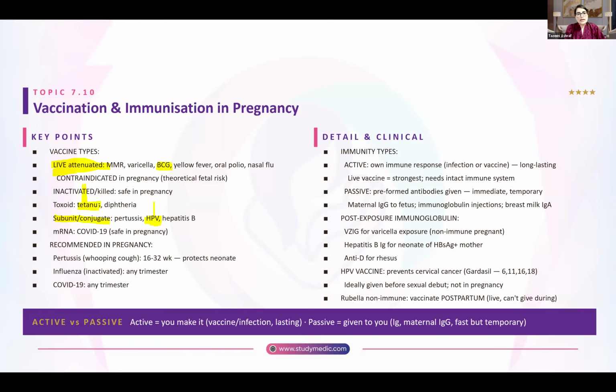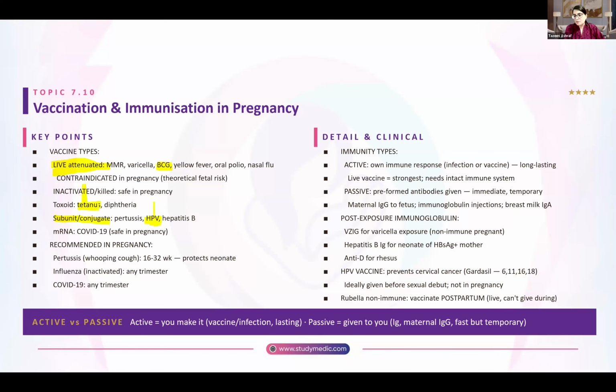Then from vaccination, there is immunization and the types of immunity: what are the various types of immunity and how to go about them. Immunity types: one is active immunity. It is your own immune response system, from infection or vaccine, and it is long lasting. Whenever an infection is there, your own immune system gives an immune response.